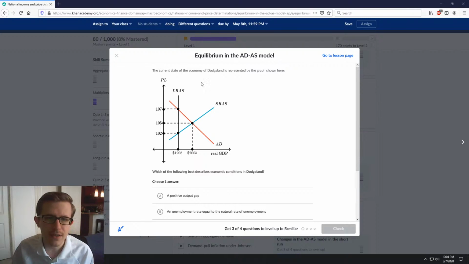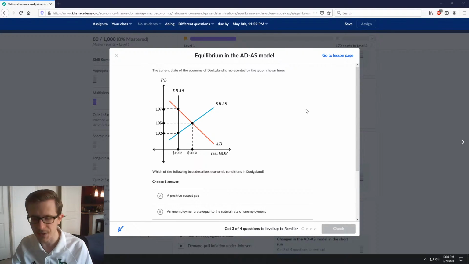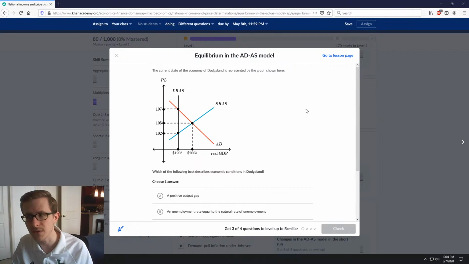So the current state of the economy in Dodge Land is represented by the graph shown here. We were just talking about this a little bit earlier, before I went off on the tangent about the multipliers. I apologize that this wasn't in a better order, but I forgot about the multipliers. So it's a good thing we're doing these questions. That's why I'm doing the review like this: there are just so many things to talk about with such a limited amount of time, and I'm trying to get all the most important stuff out as best I can.